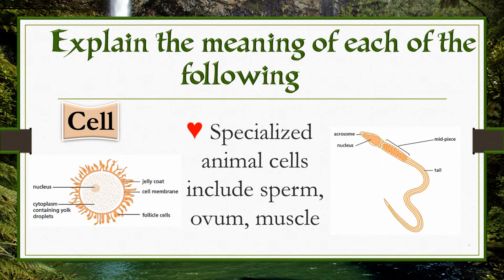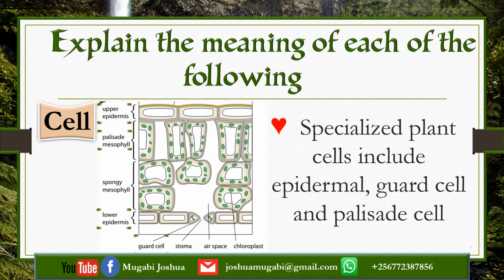Some of the specialized animal cells include the sperm, ovum, and muscles. Specialized plant cells include the epidermal cells of the upper and lower epidermis, the guard cells, mainly on the lower epidermis, and the palisade cells on the upper side of the leaf.